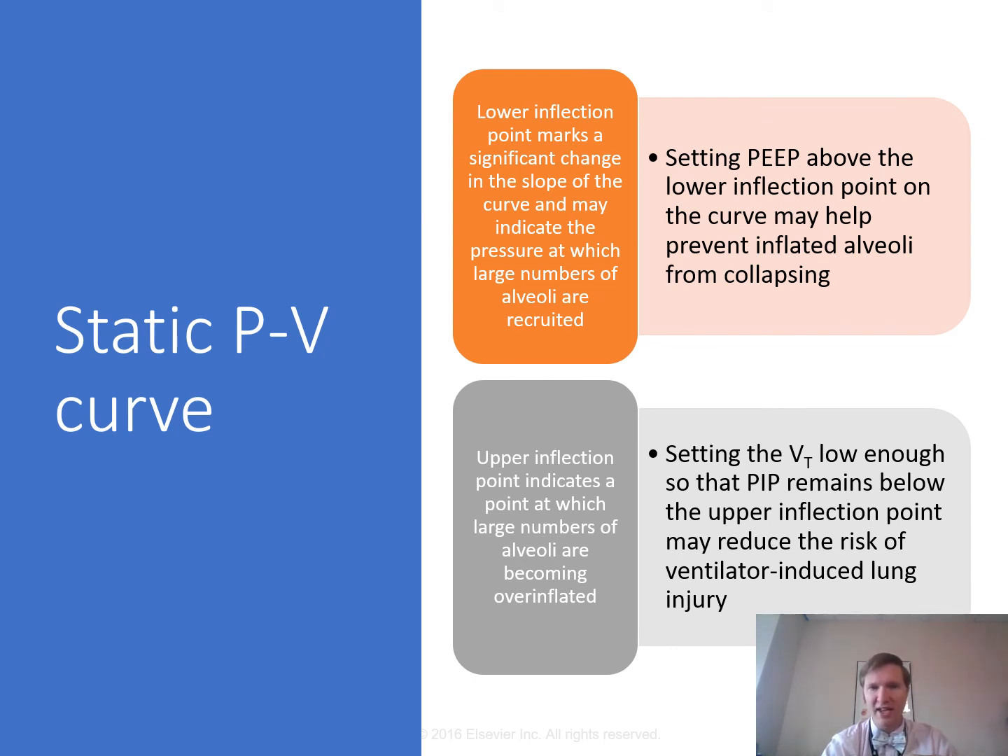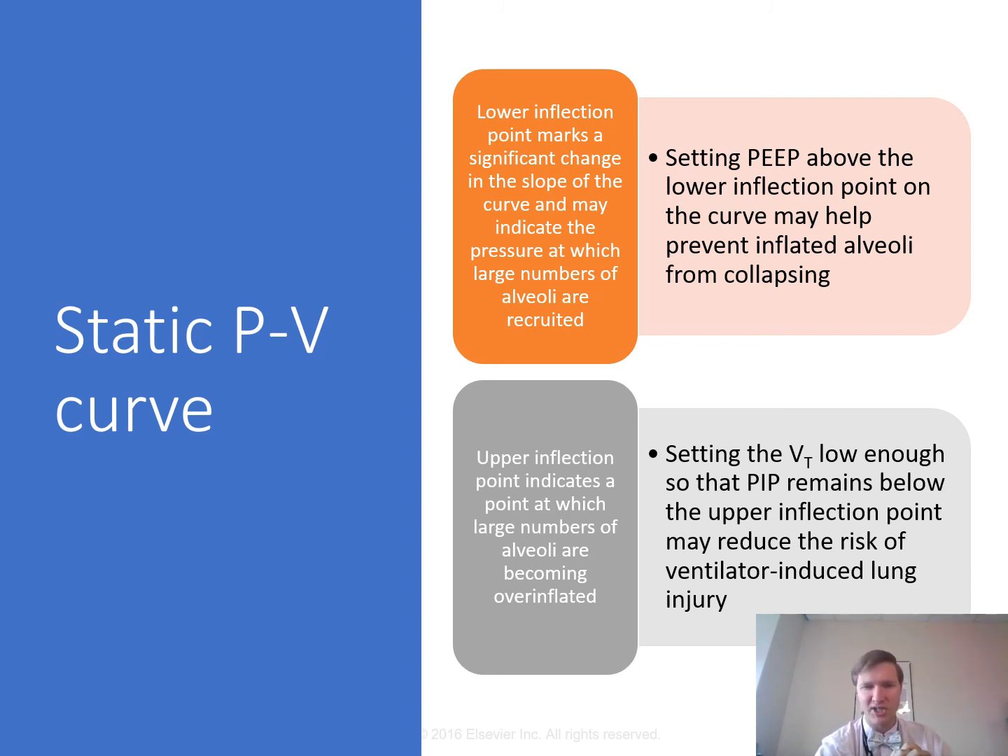So here we're looking at lower inflection points. If you see a lower inflection point, it usually marks a significant change in the slope of the curve. It may indicate the pressure at which large numbers of alveoli were finally recruited. So what they recommend is setting the PEEP above the lower inflection point of the curve, and that might help prevent inflated alveoli from collapsing again.